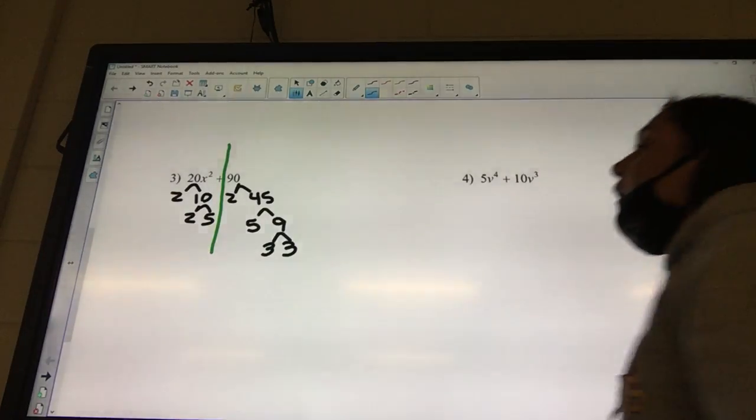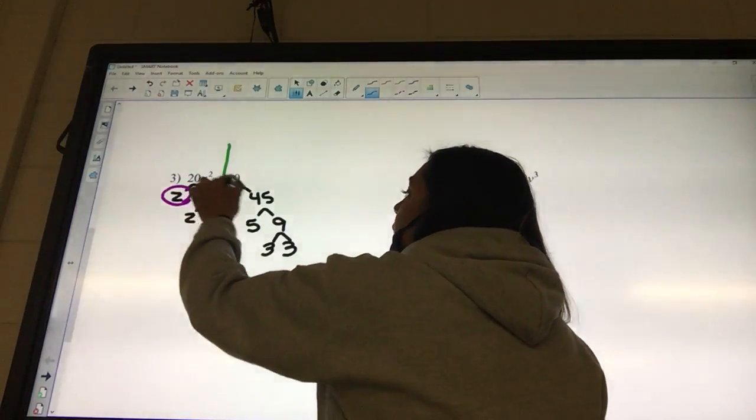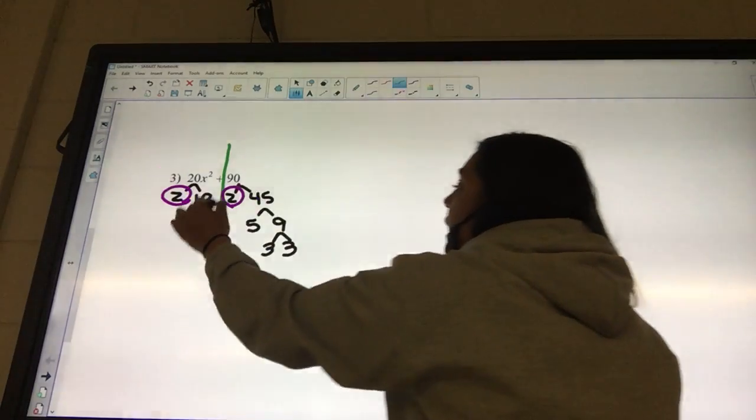2, a set of 2s. I got 1 right here and 1 right here. 5, and a set of 5s. Good.